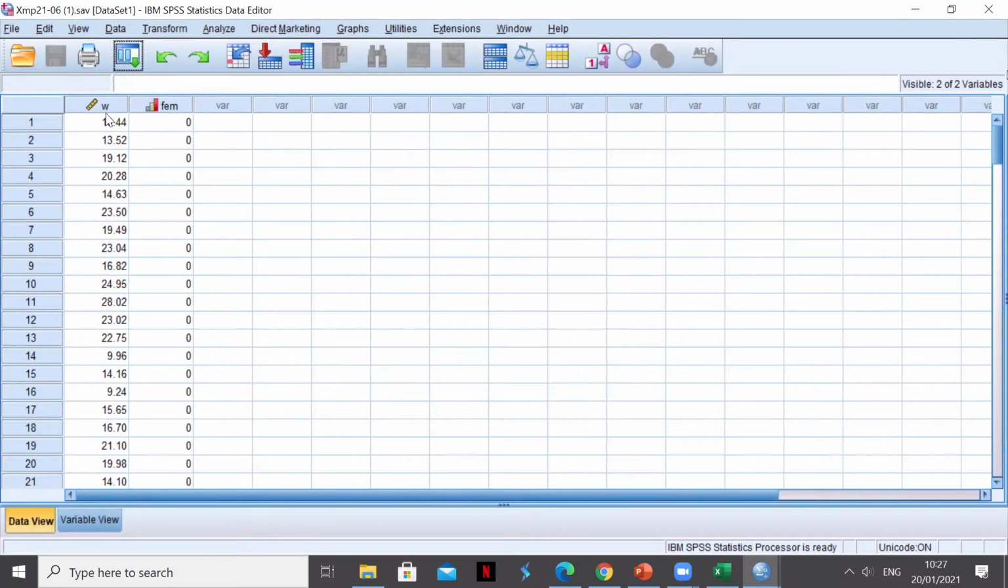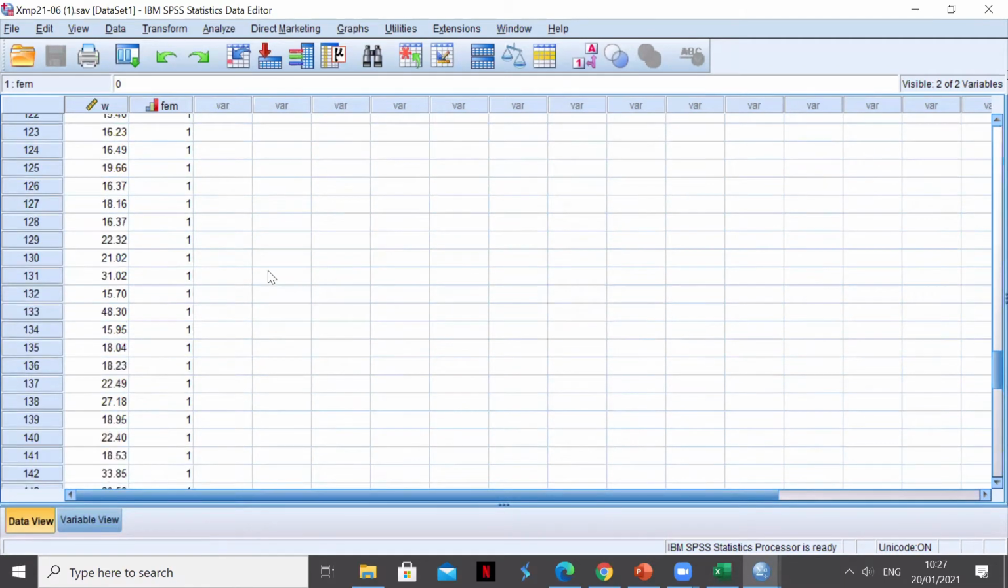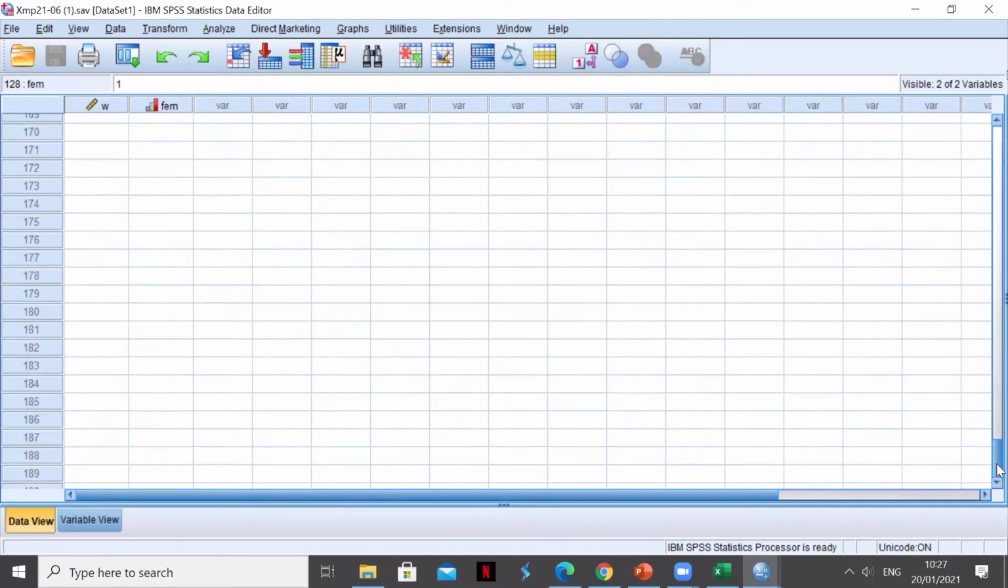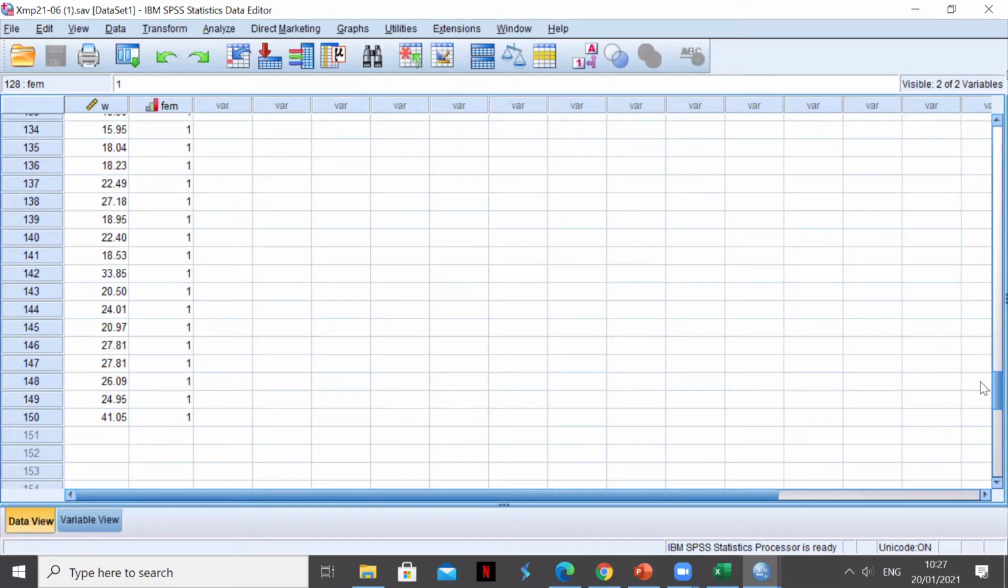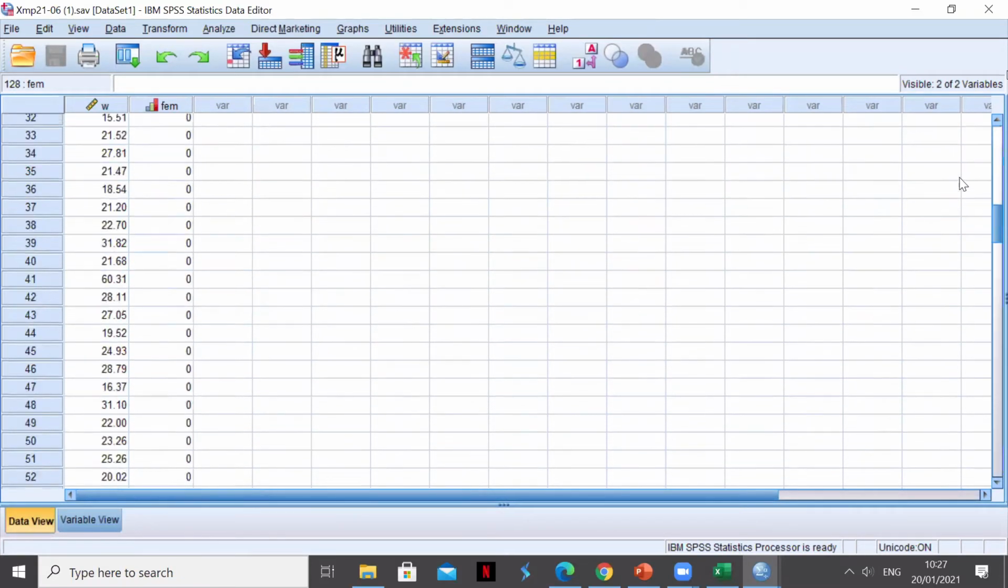Okay, and here we see wage and we see fem. So if it's 0, it's a male. And do we have any ones? Yeah, here are ones, so here it's a female. How many data do we have? It says we have 150, but we are never sure because there might be some missing.